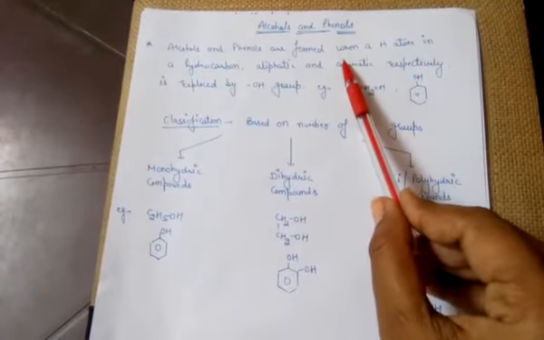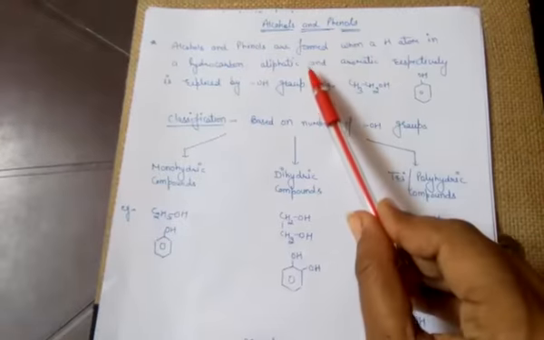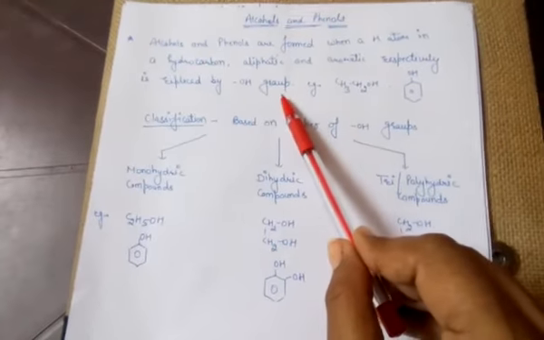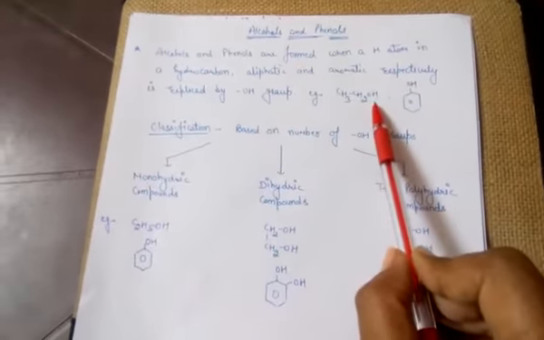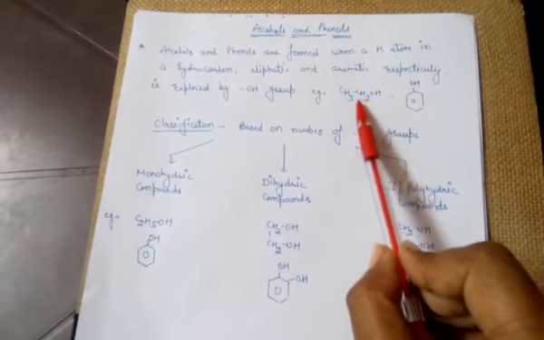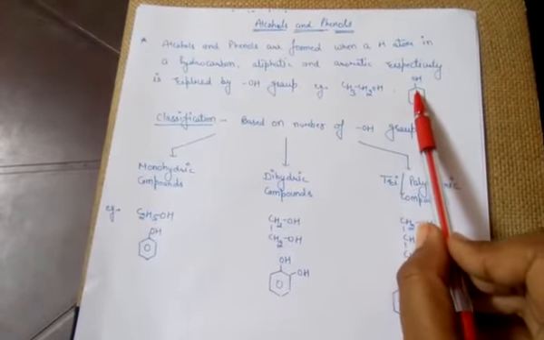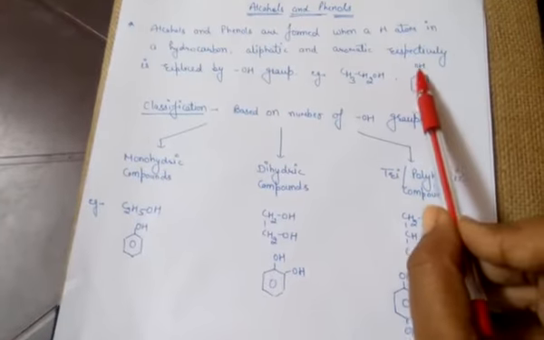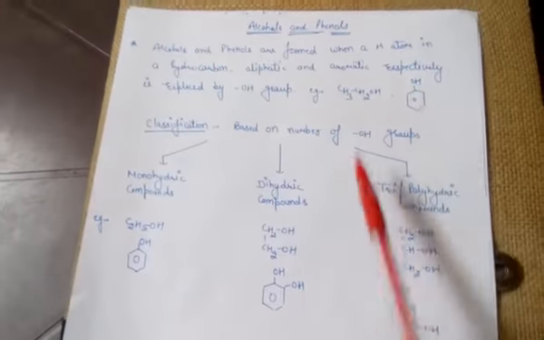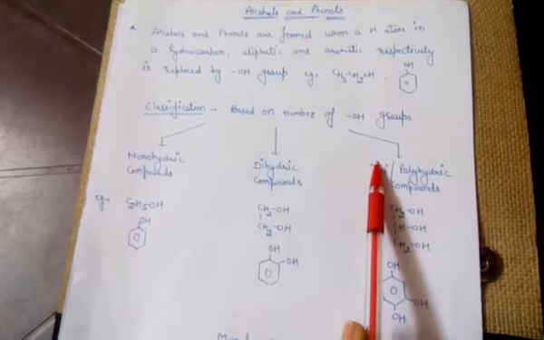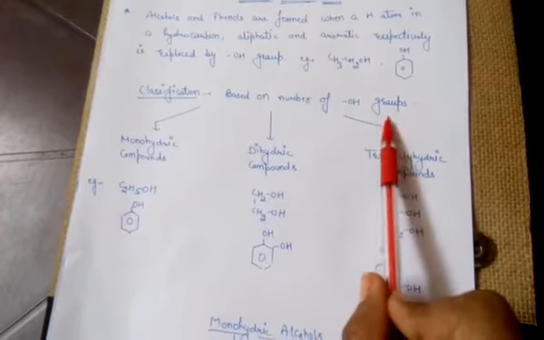Alcohols and phenols are formed when a hydrogen atom in the hydrocarbon, whether it is aliphatic or aromatic, is replaced by an OH group. For example, if we replace H in ethane by OH group, then ethanol is formed, and if H from the benzene ring is replaced by OH group, then phenols are formed. So these alcohols and phenols are classified into 3 categories based on the number of OH group present.